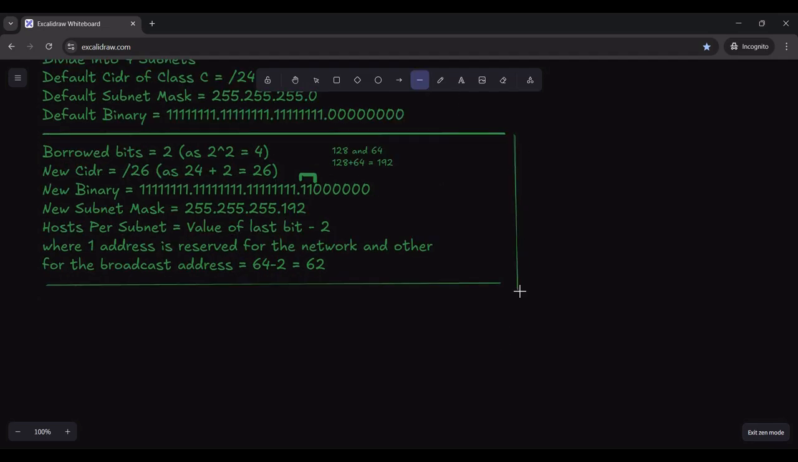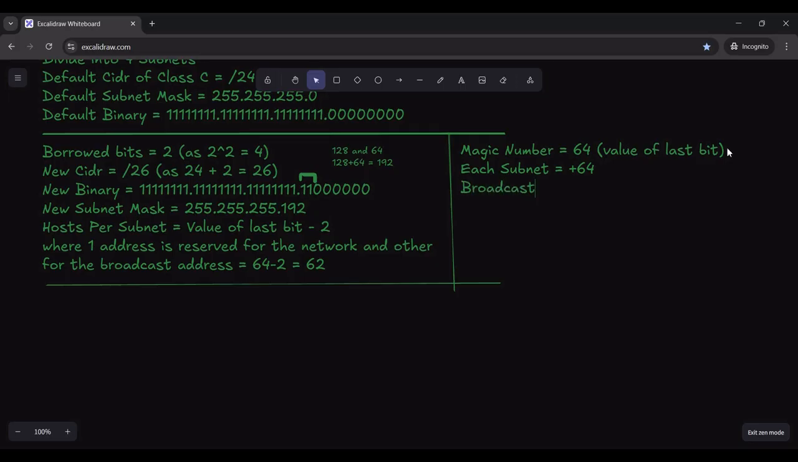Now, the next thing is the magic number, which is equal to 64. Once again, the value of the last bit inside the segment which we converted, and it is 64. As I mentioned, 2 raised to power 6 is equal to 64. So each subnet is equal to plus 64. For example, the network address of the first subnet is going to be 192.168.0. So plus 64 is going to be the next subnet, plus 64 is going to be the next subnet. And broadcast address is going to be the next segment minus 1.